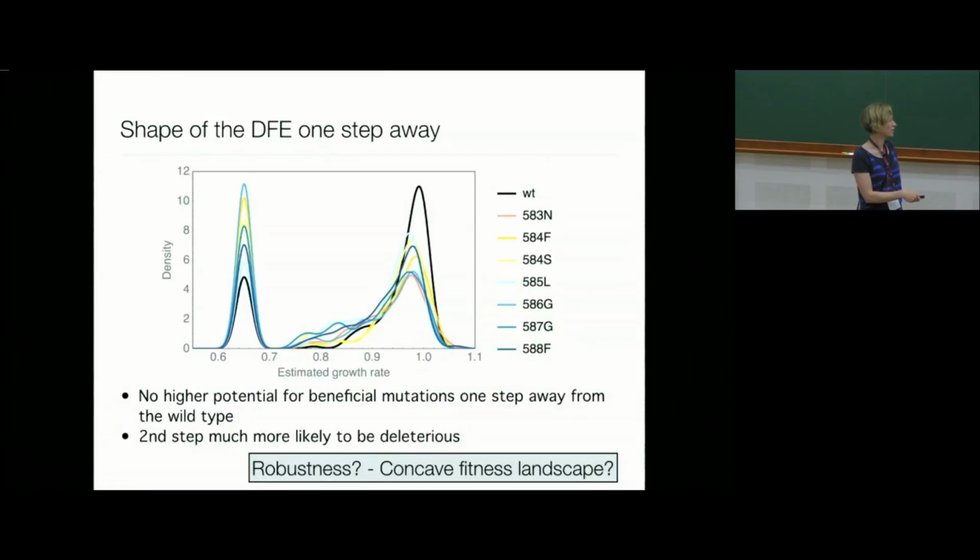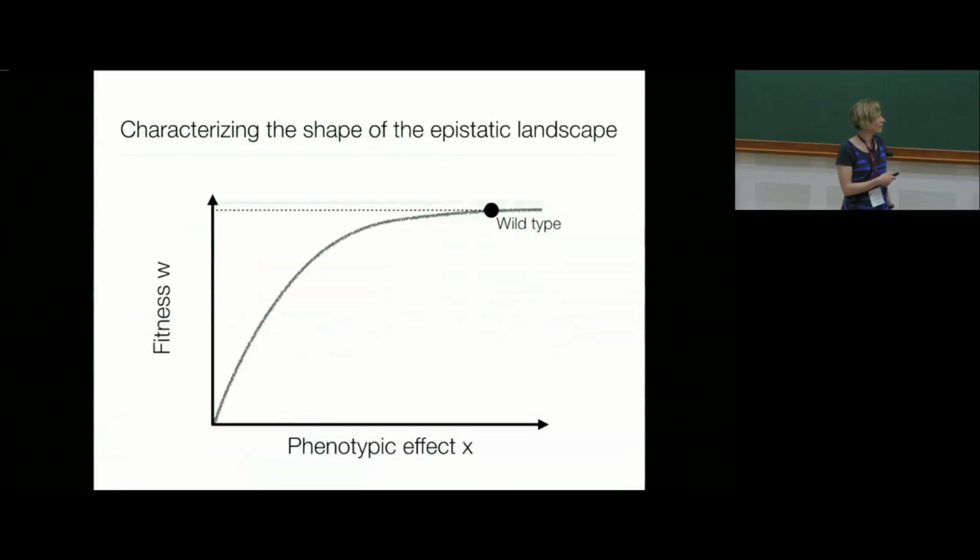So this would result in something like a concave fitness landscape. And people have been studying different types of fitness landscapes that were mostly biophysically motivated, for example, binding stability or these kinds of things. And so we tested concave fitness landscape models, whether they could explain the pattern that we're seeing.